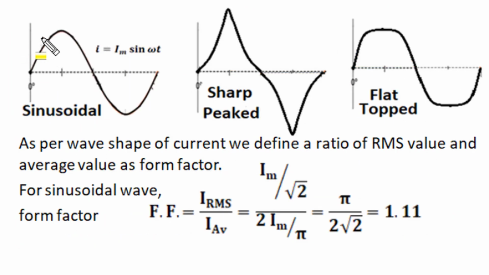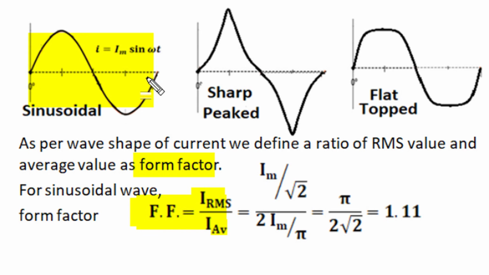The shape and nature of an alternating periodic signal is defined by a parameter known as form factor, and form factor is defined as the ratio of the RMS value of the alternating signal to the average value of the alternating signal. So the ratio of RMS value and average value is known as form factor, and this form factor defines the shape or nature of variation in an alternating time varying function.